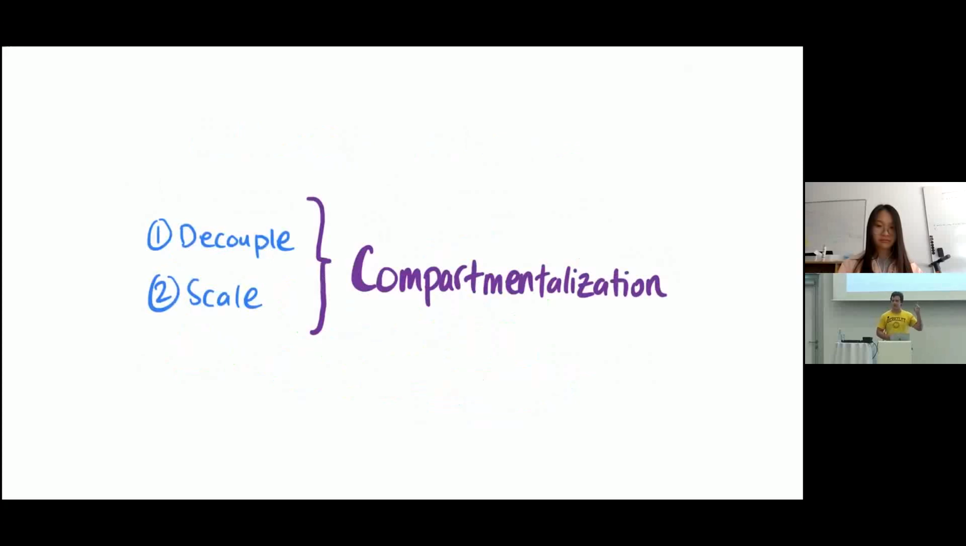Okay, so these 2 ideas, decouple and scale, together, those are not new ideas, but we gave them this fancy name, compartmentalization. I just showed you how to compartmentalize the leader, but compartmentalization is a generally applicable technique. You can apply it to more than just that. So let's now look at how to compartmentalize the acceptors.